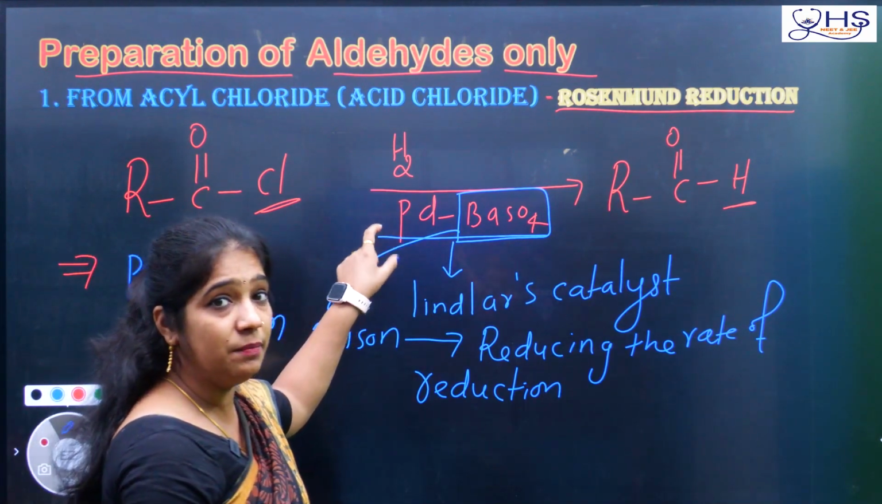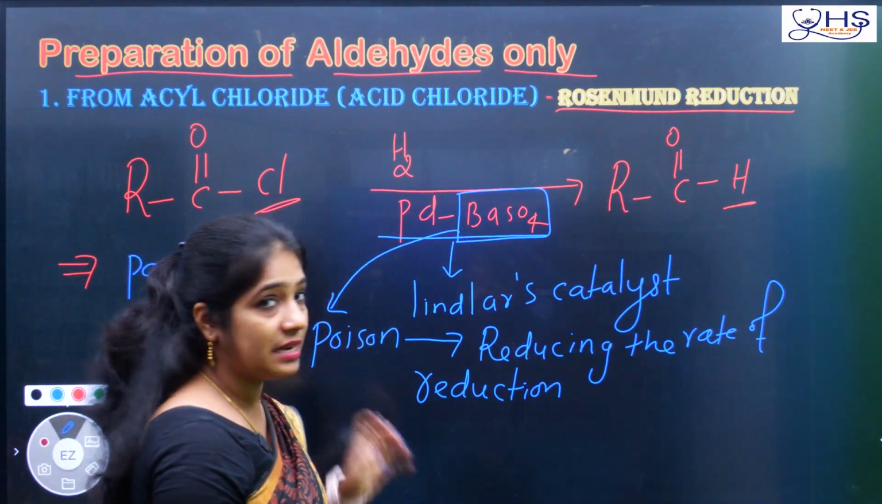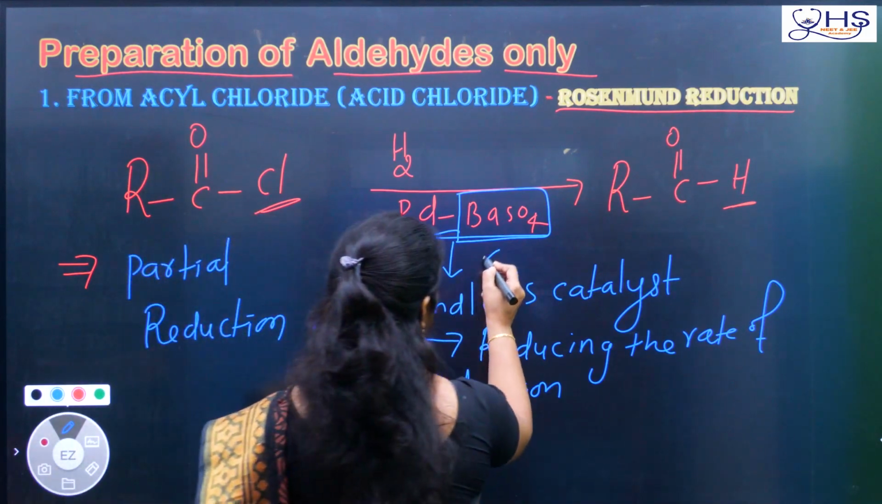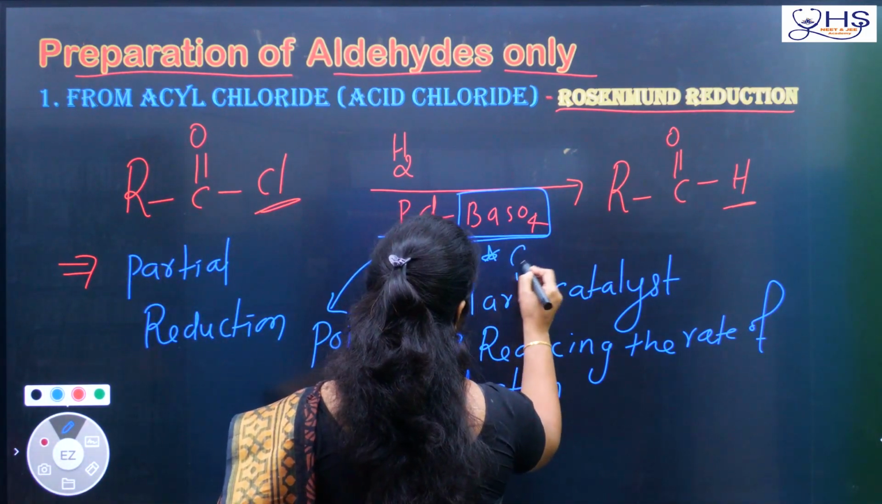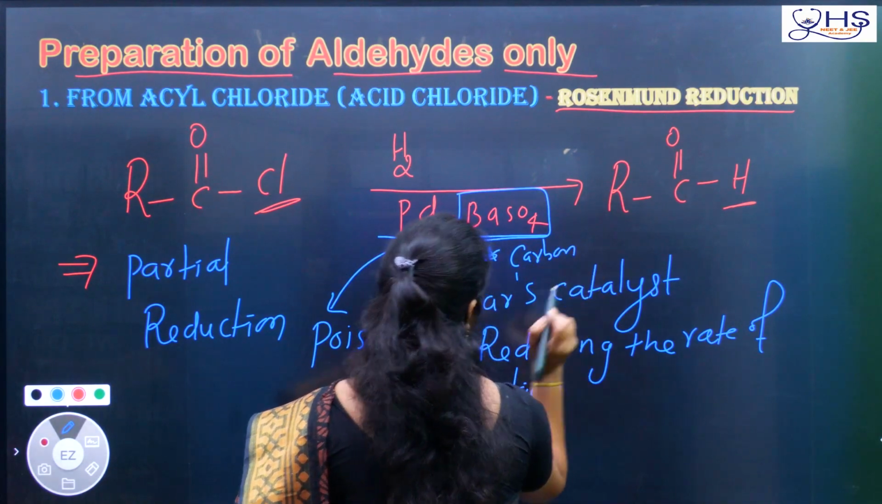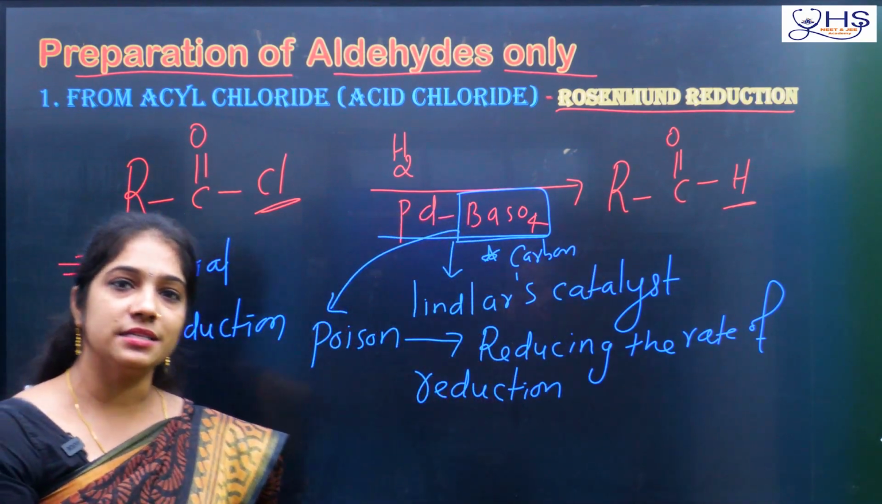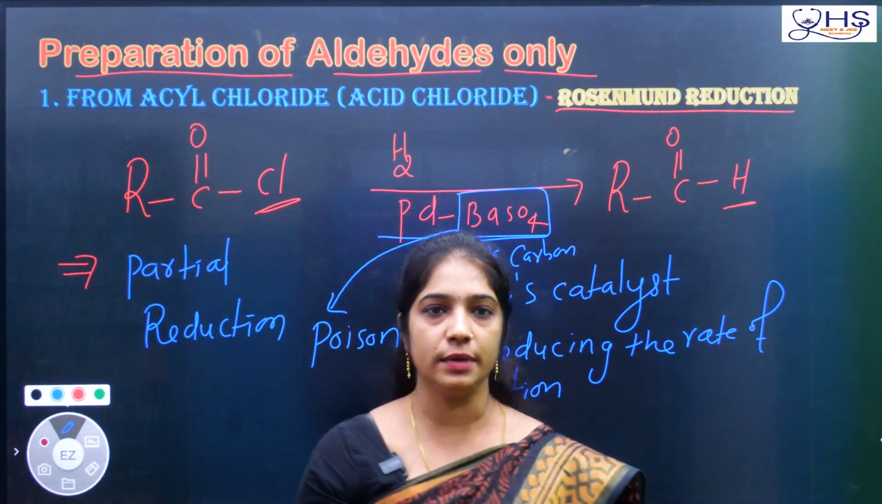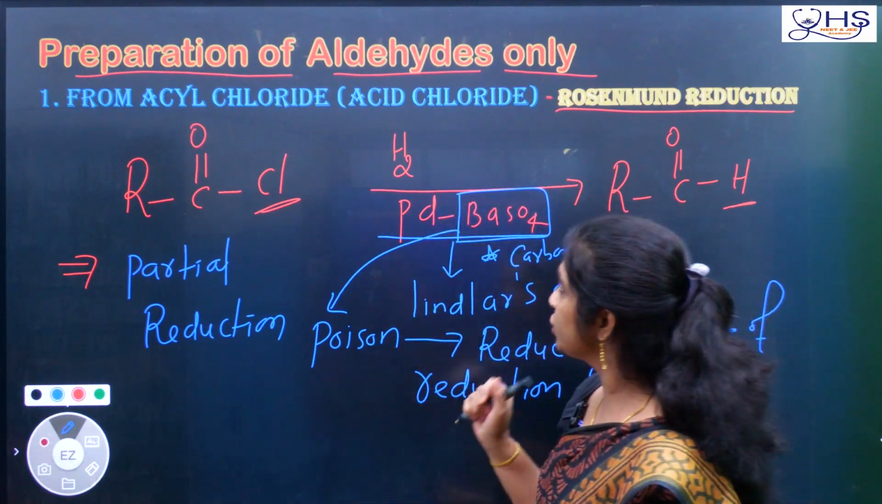So very important, hydrogen gas passing in presence of palladium and barium sulfate. Sometimes some books, if you refer to reference book, they will give you carbon also. So their function is same, partial reduction or stopping complete reduction. So this is what Rosenmund reduction.